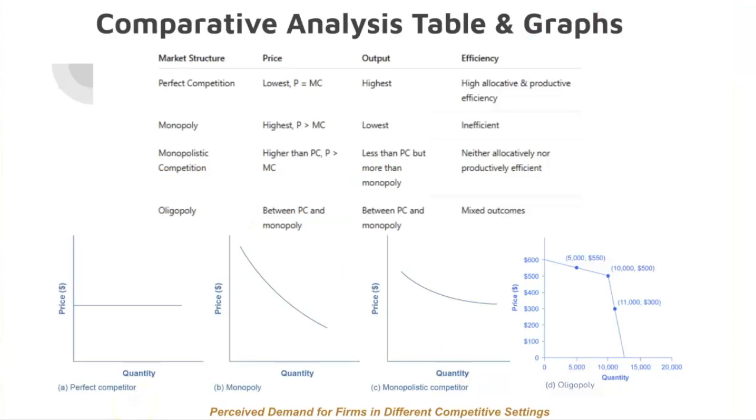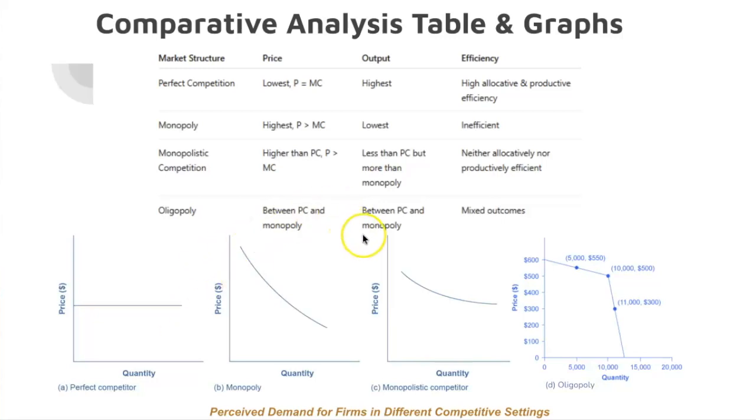Now, let's bring everything together with a direct comparison. This table and these graphs summarize the key differences across all four market structures, starting with perfect competition. With perfect competition, we see the lowest price because price equals marginal cost, and the highest output level with the highest efficiency. Both allocative and productive efficiency are achieved. The demand curve, as shown in the graph, is perfectly horizontal, meaning firms are pure price takers.